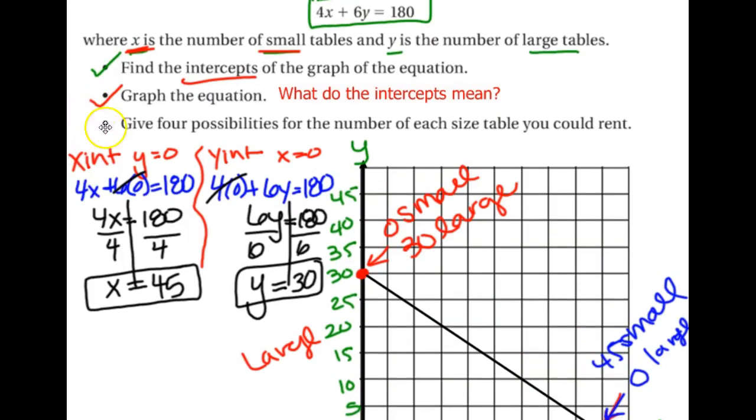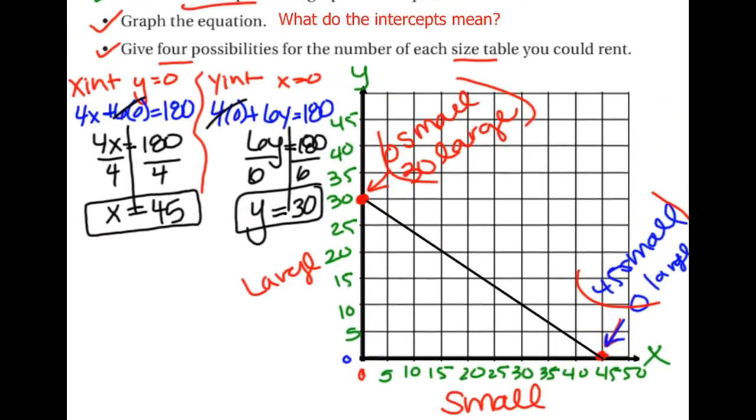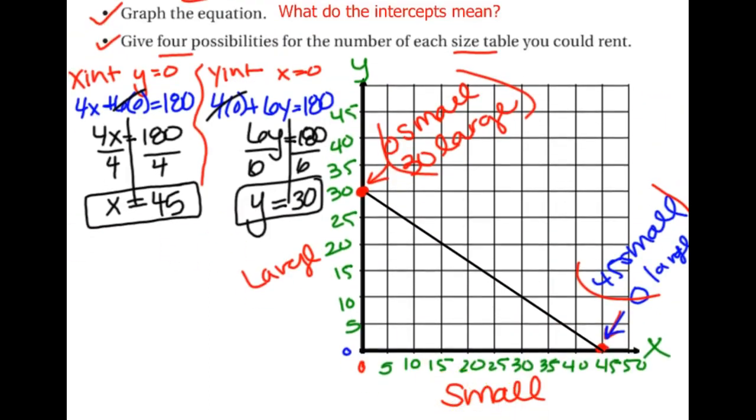Then it asks us to give 4 possibilities for the number of each size table you could rent. Well, here's one combination. Here's another combination. We need 2 more. And this is why I said it was important that you are careful when drawing your line, because we need to look for where 2 lines cross like that. Right at the middle would form nice numbers.